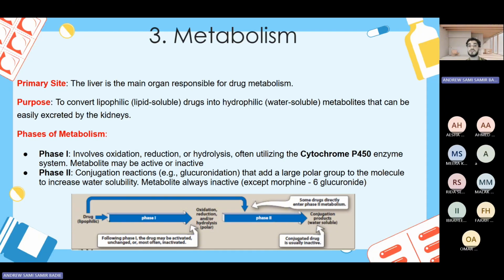So metabolism usually results in inactive metabolites, except for morphine-6-glucuronide. As you might learn later, morphine is one of the only drugs that actually gets activated after liver metabolism. But most drugs usually get inactivated with liver metabolism.